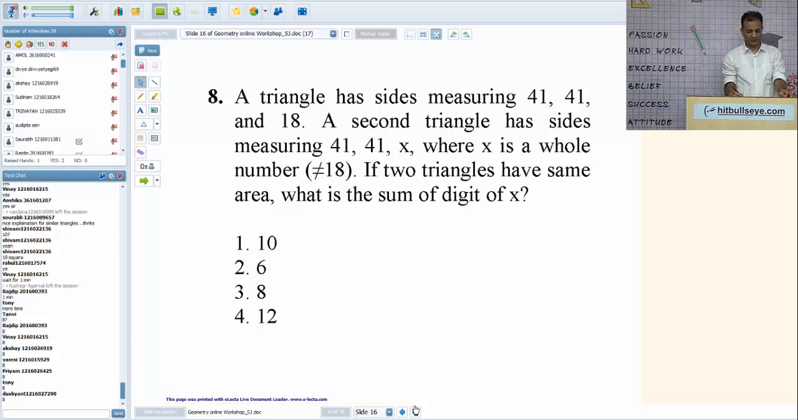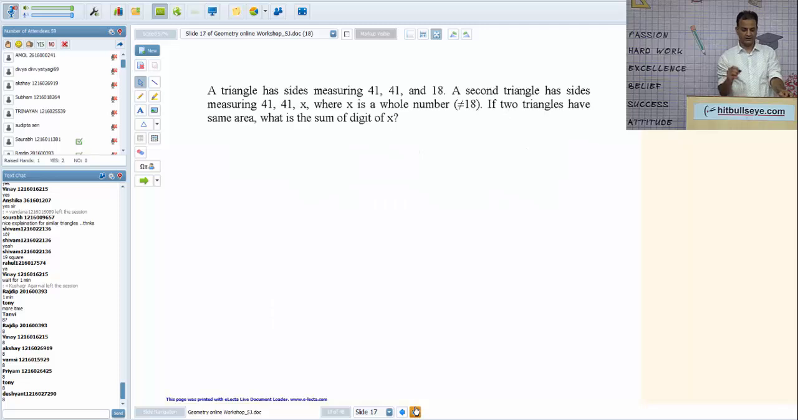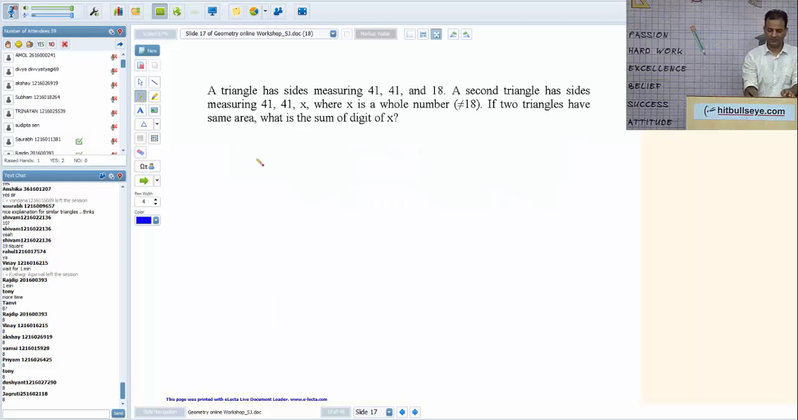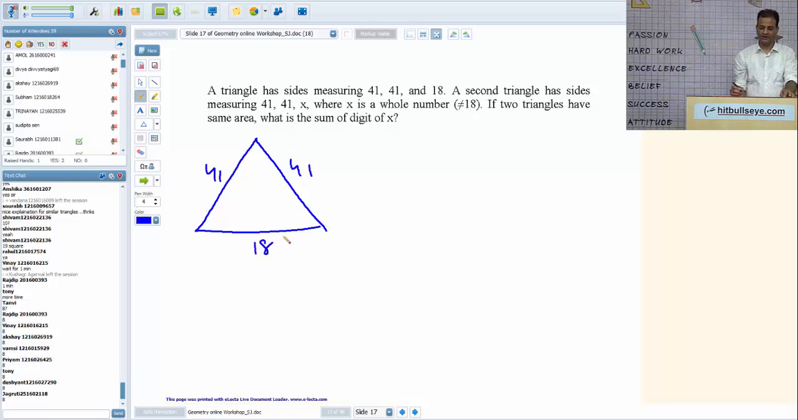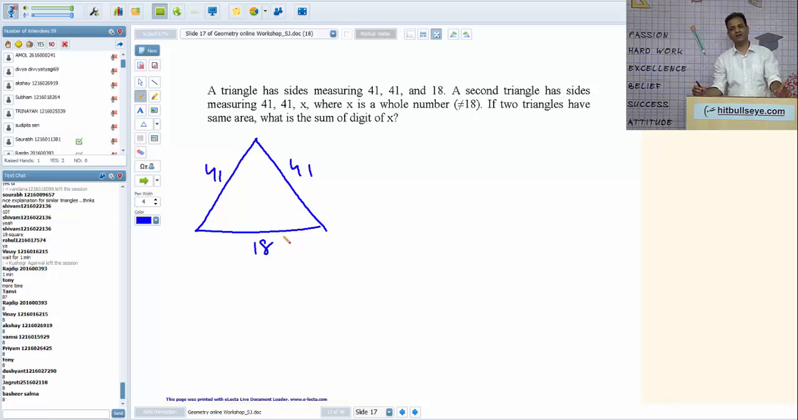Okay, friends, now I will tell you. The triangle has sides measuring 41, 41 and 18. It is an isosceles triangle. This is 41, 41 and this is 18, and the area is the same. Now either you can apply Heron's formula for the area, and then for the other triangle take the third side as x and apply Heron's again. It will take a lot of time.